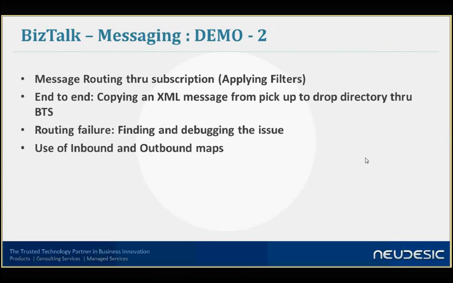So we have come to the last demo of this screencast. Here we'll discuss message routing subscription, and then we'll discuss one end-to-end copying of an XML message from pickup to drop directory. Then we'll check, if any routing failure occurs, how to find and debug it. Then we'll check the use of inbound and outbound mapping.